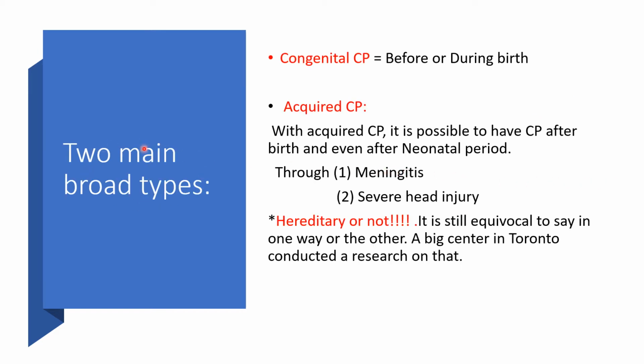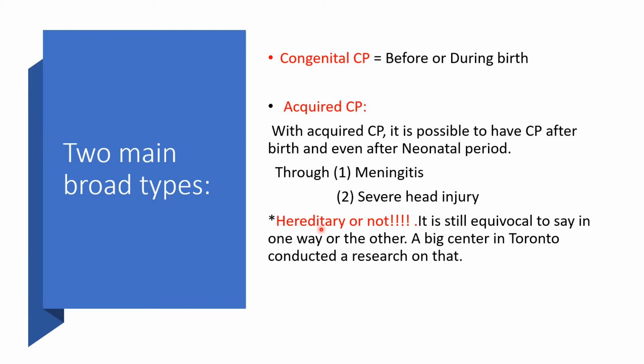There are two main broad types of cerebral palsy. It is either congenital cerebral palsy, meaning surrounding pregnancy and birth, so it's either before or during birth. That is congenital cerebral palsy. The acquired cerebral palsy is possible after birth and even after the neonatal period, and that will occur as a result of meningitis or severe head injury.